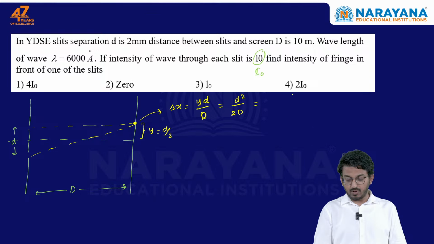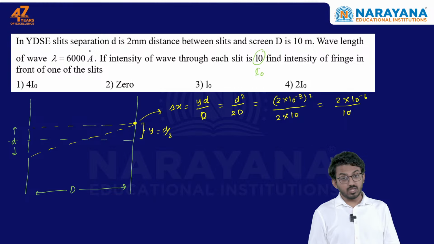So let's calculate the value here. Small d is given to be 2 mm. So 2 into 10 to the power minus 3, I'll solve in SI units, squared, divided by twice of capital D, which is 10 meter. This comes out to be 2 into 10 to the power minus 6 divided by 10. This is the path difference.